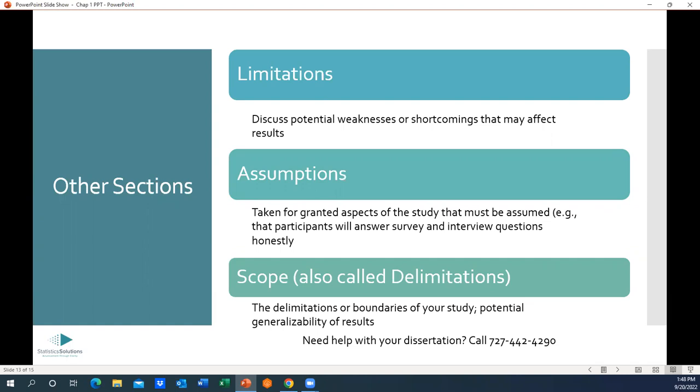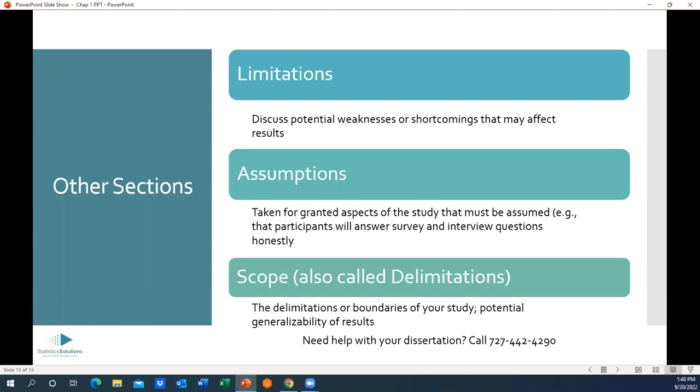All right, assumptions. These are the kinds of aspects of a study that you don't have control over, right? So you just have to assume things. A big one is you don't have control over participants, right? In qualitative or quantitative studies, if they're filling out surveys or answering interview questions, you don't have control over what they say.